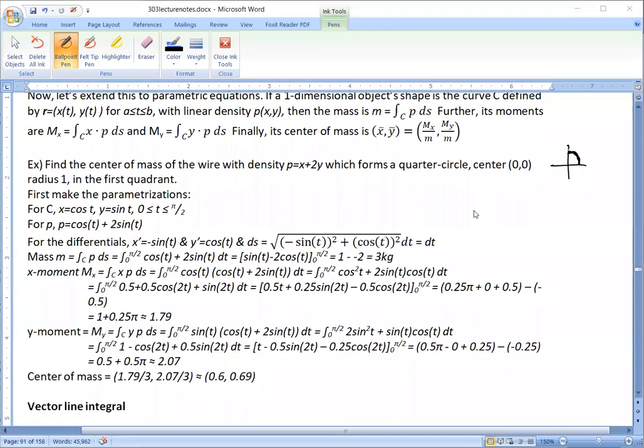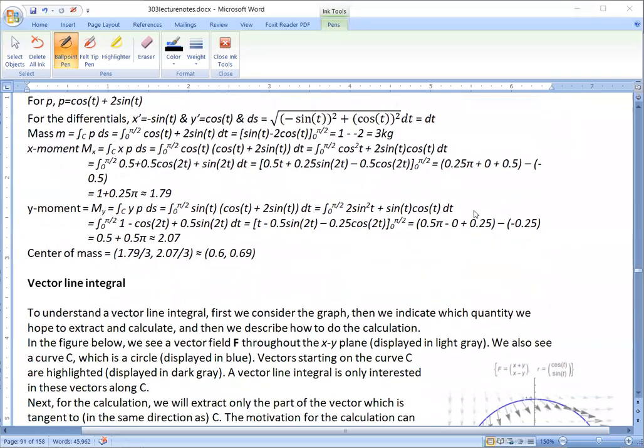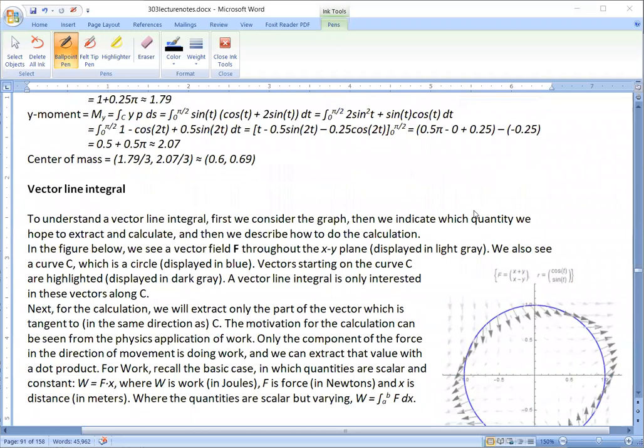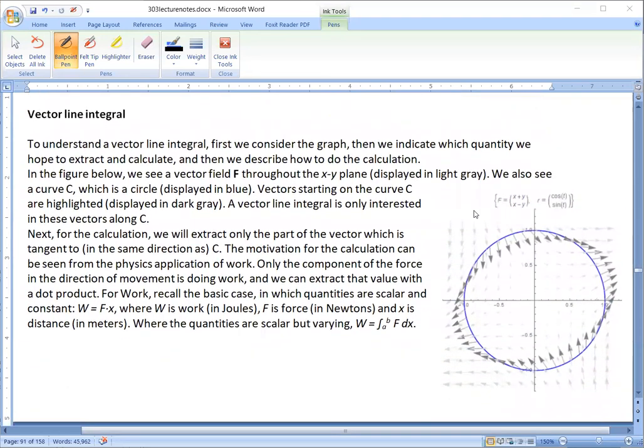So now we talk about vector line integrals. Here's a little picture to help us out. To understand the vector line integral, first we're going to look at the graph, then we're going to talk about which quantity we actually hope to extract and calculate it, and then we describe how to do the calculation.